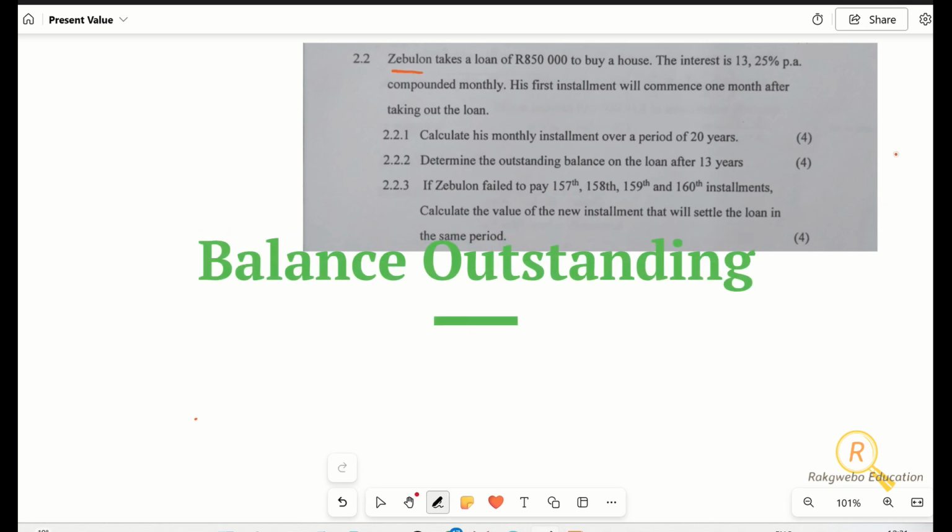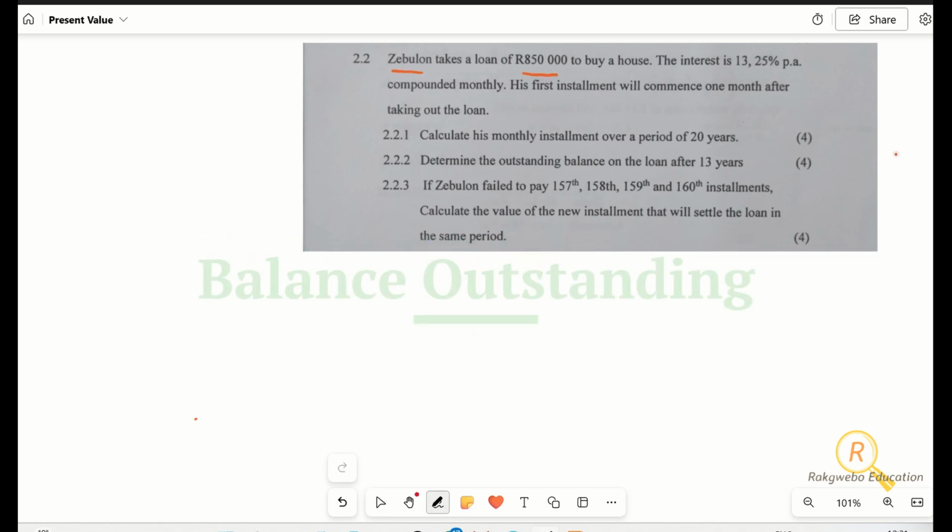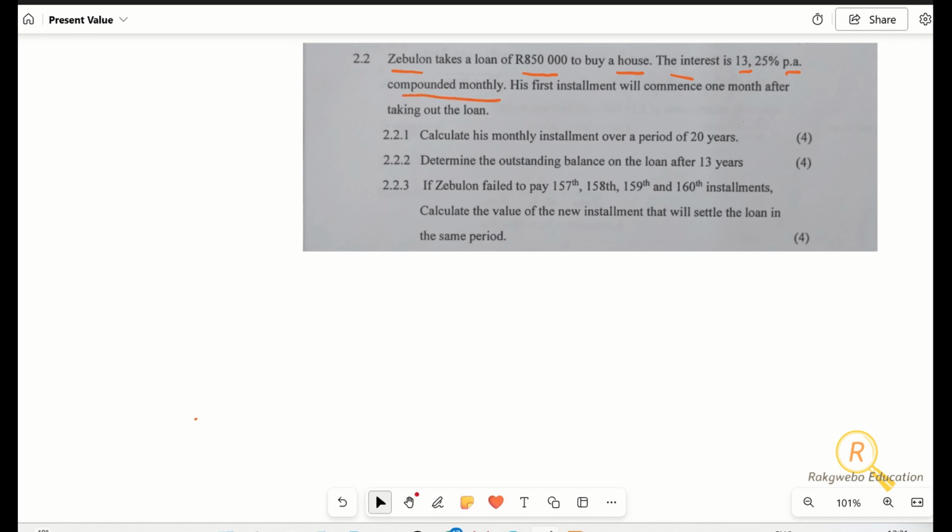Zebulon takes a loan of 850,000 to buy a house. The interest is 13.25% per annum, compounded monthly. His first installment will commence 1 month after taking out the loan. The first question says calculate his monthly installment over a period of 20 years.